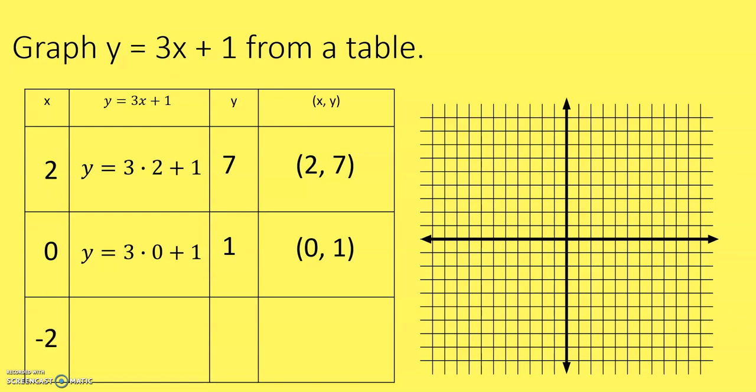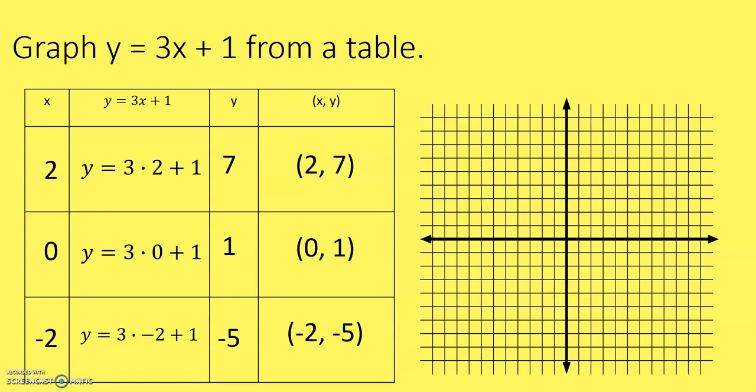Another x value to use, we want to use a positive, a negative, and 0, so negative 2. Substitute it into the equation. y equals 3 times negative 2 plus 1. Negative 6 plus 1 is negative 5. Our ordered pair is negative 2, negative 5.